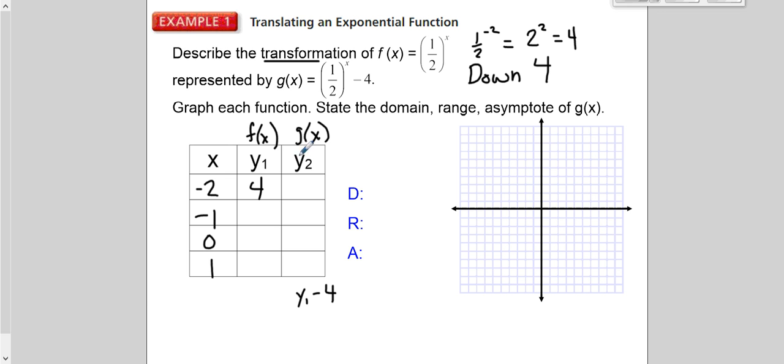And then what about a -1 power? If this is a -1, we flip it over, it becomes 2 to the +1, so that's just 2. 1/2 to the 0 power. Anything to the 0 power is 1. And then 1/2 to the 1 power, well, that's just 1/2. So we can put these on our graph.